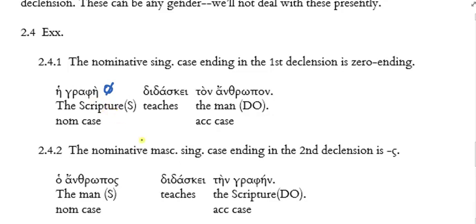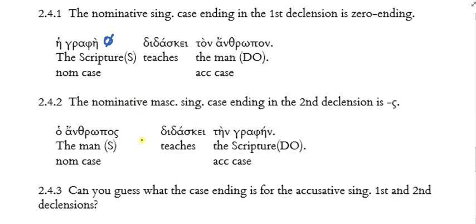Now, over here, under the second one, the nominative masculine singular case ending in the second declension is a sigma. So look at our expression. Say this with me. Ho anthropos. So the man, and the man here is nominative. This is subject. Didaskei teaches. Ten graphen teaches the scripture. Notice here that my noun stem is anthropo with an omicron as the stem's final vowel right there. And the sigma I see is the case ending.